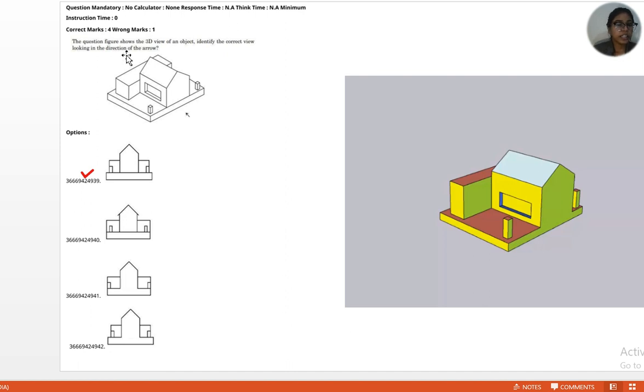Next, here also the question figure shows the 3D view of an object and you have to identify the correct view looking in the direction of the arrow. So this is quite a tricky one. Okay, now look, if you look in the direction, first of all you will get to see this complete heart shape of structure very clearly.